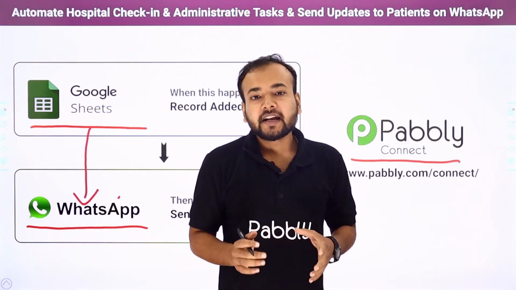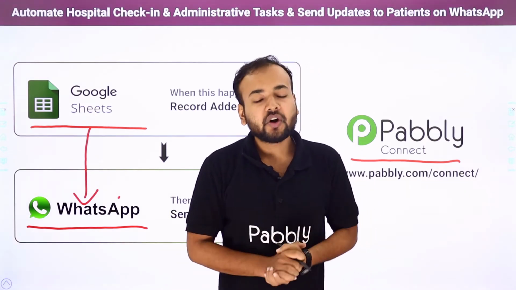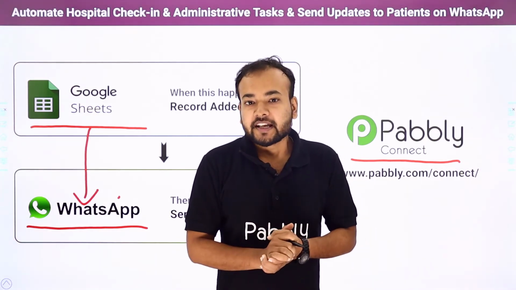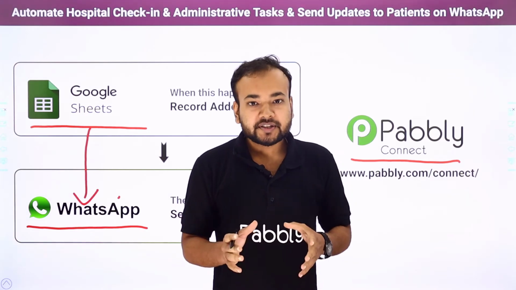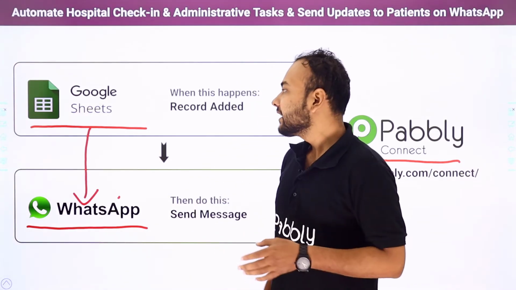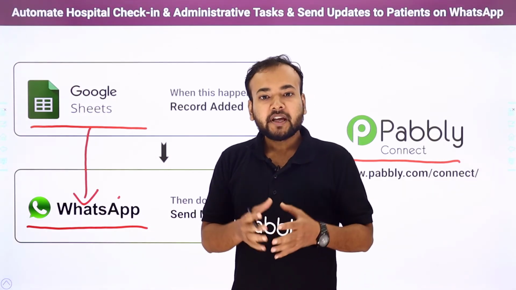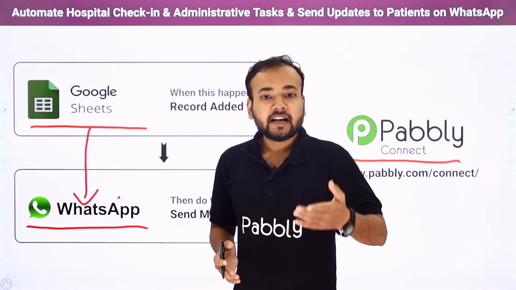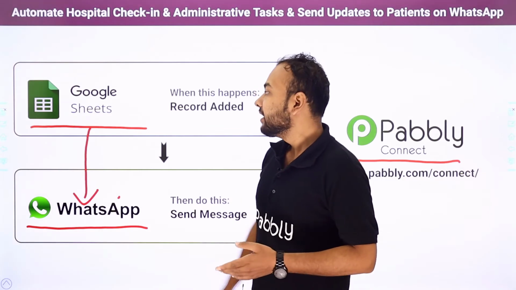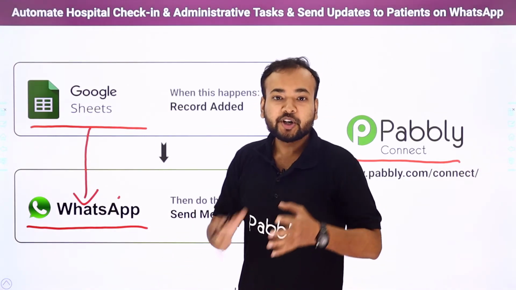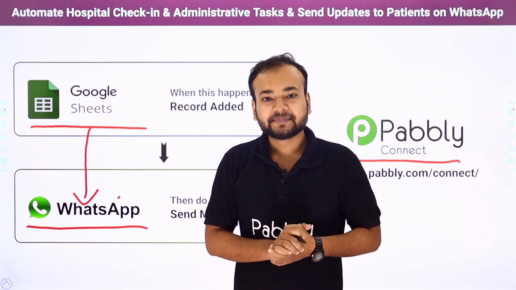So guys, Pabbly Connect is an integration and automation software, and the best part of it is that you will not require any coding skills or programming knowledge to make the connection between Google Sheets and WhatsApp. So guys, now let me give you a real-time demo of how this connection between Google Sheets and WhatsApp is going to work in real time.